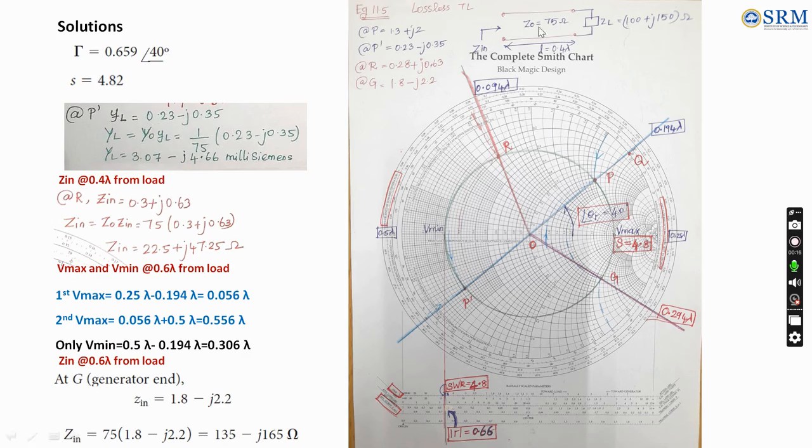So far in this particular problem, they have given the load impedance and characteristic impedance, and at two different lengths of the transmission line, 0.4 lambda and 0.6 lambda away from the load, we are asked to find the input impedance, and at 0.6 lambda away from the load, we are asked to find the locations of Vmax and Vmin, and also these parameters, reflection coefficient, standing wave ratio, and load admittance. Hope you understood how to find the various parameters of the transmission line based on the given data.